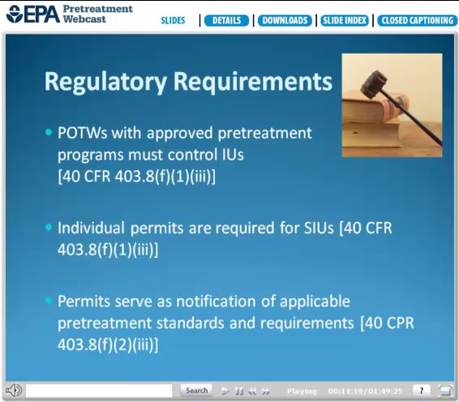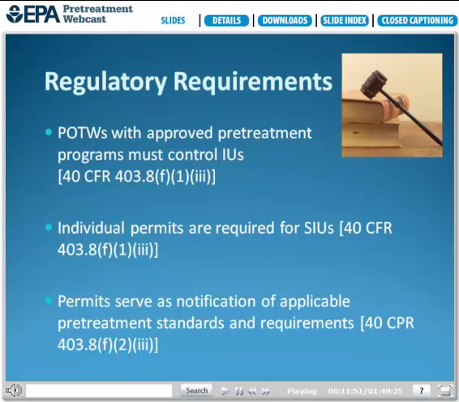Because the permit serves as an enforceable legal document that identifies duties and responsibilities to the industrial user, it specifically serves as a tool to notify the industrial user of the standards and requirements that are applicable to it and its discharge. When setting up its permitting program, the control authority should work with its municipal or sewer authority attorney to ensure that its legal authority and actions meet the federal, state, and local requirements.